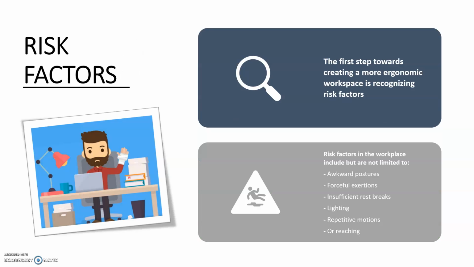And then risk factors. The first step to implementing a good ergonomics plan is understanding the risk factors and knowing how to identify them. Some of the risk factors include awkward postures, forceful exertions, not taking enough breaks, lighting, repetitive motions, or reaching, overreaching if it's not within your natural range and you do that repetitively. Also, you should be taking a 20-minute break at least every hour.